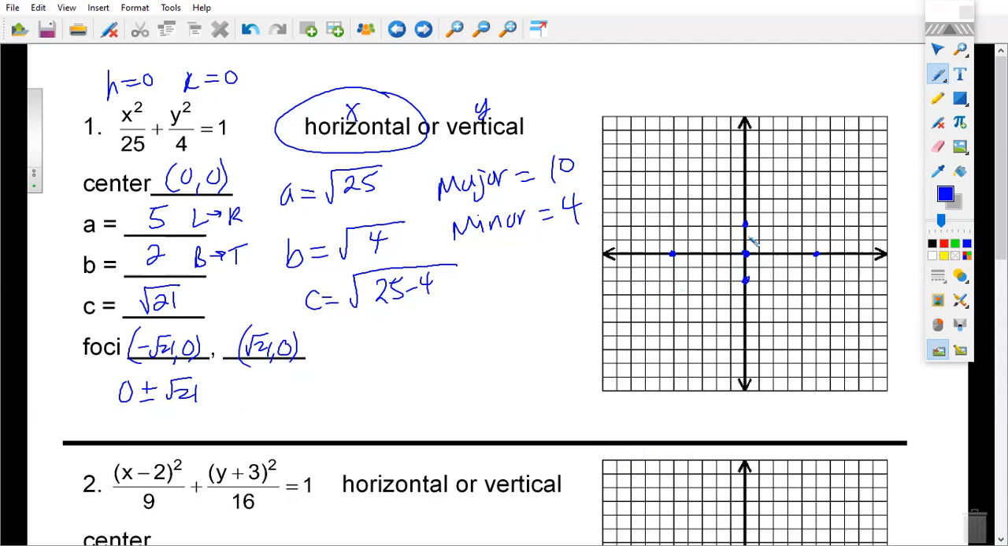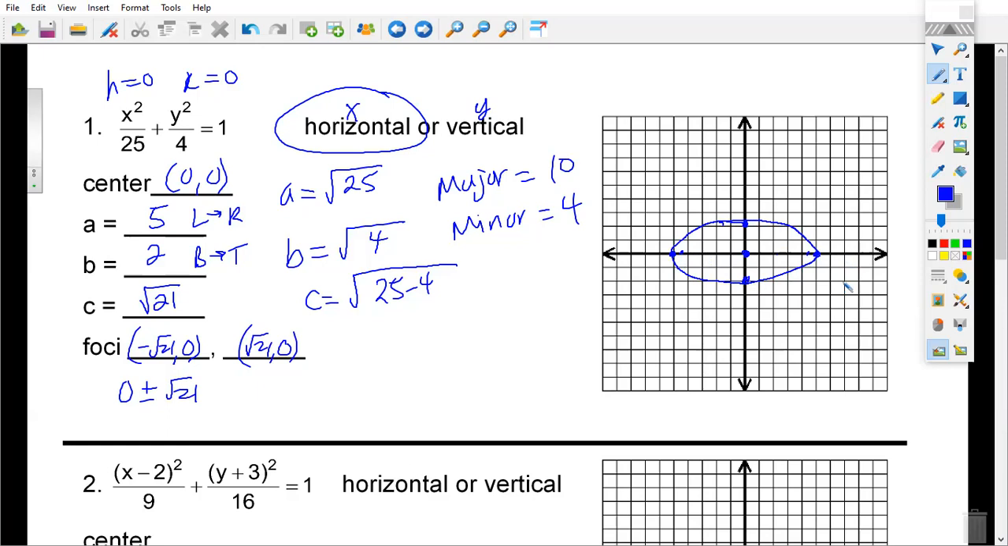So when you're plotting your foci, you know that it's going to be a little bit more than 4, but smaller than 5. Or you can use a calculator to get an approximate decimal. Okay. And there's your ellipse. All right, questions about the ellipse?